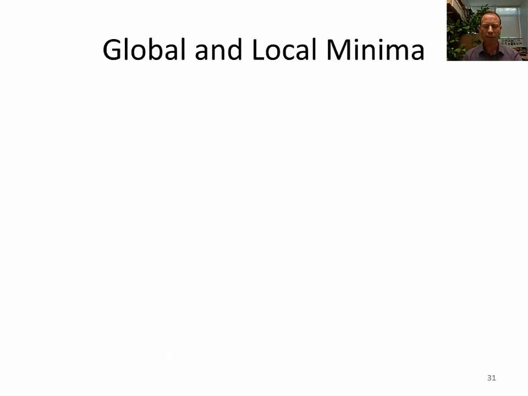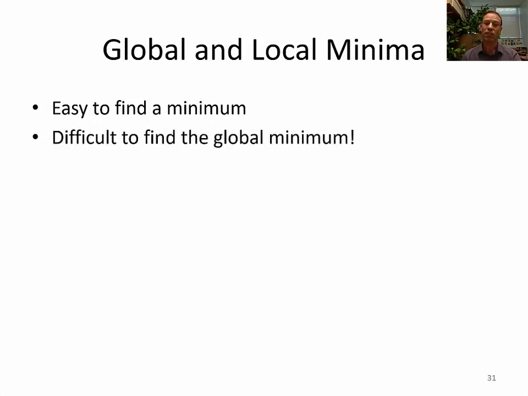Now, you'll have seen in that plot a few slides ago, where we had a potential energy curve, that you can have global and local minima. It's actually quite easy to find a minimum. You just start from your conformation and go downhill, for example using a steepest descent algorithm. But when you're at a minimum, you don't know whether you're at just a local minimum or at the global minimum. In fact, it's quite difficult to find the global minimum.